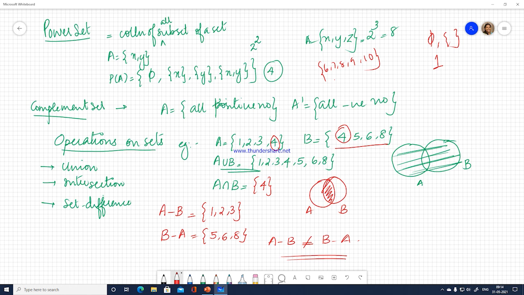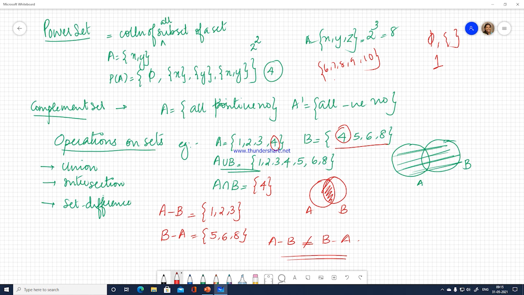Then we have disjoint sets, that is two sets with no common elements are called disjoint sets. Equal sets means two sets with the same elements. The difference between equal sets and equivalent sets is that two or more sets are equivalent if they contain the same number of elements. Then we have a subset. A set is a subset of another set if every element in the former is contained in the latter. Then we have the universal set, the set which contains all the sets under consideration.